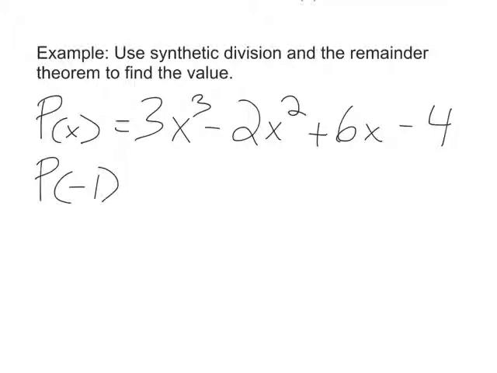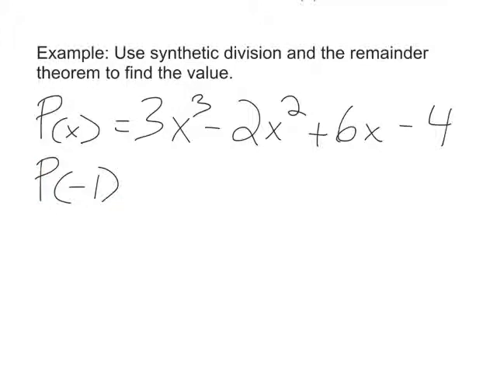Okay, here's our example. Use synthetic division and the remainder theorem to find the value. Our function, p of x, is going to be 3x cubed minus 2x squared plus 6x minus 4. And the value that we're looking for here is p of negative 1.